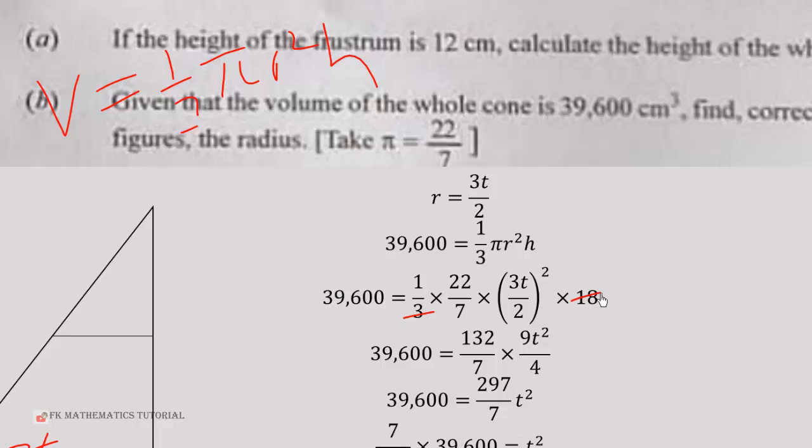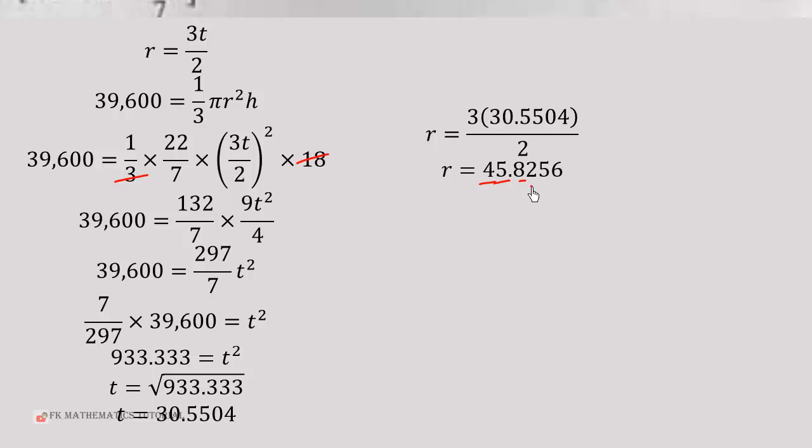So t will be equal to the positive square root of 933.333. That will give us 30.5504. So the radius of the cone will be equal to that substitution. Then we simplify to get 45.82. Then to 4 significant figures, we have 1, 2, 3, 4. So r will be equal to 45.83 centimeters.